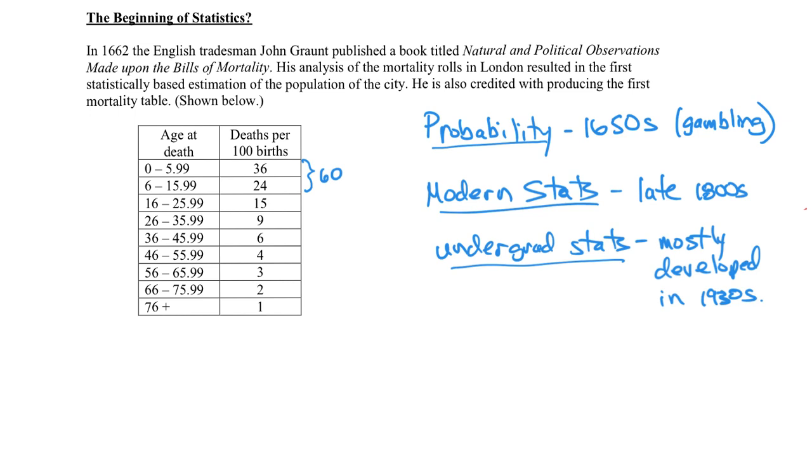Now, it doesn't mean there weren't old people. It just means that it was really fairly difficult to survive childhood, as you can see here. 60 people out of 100 would be dead before 16. So we're going to look at a modern life table, which is much happier.